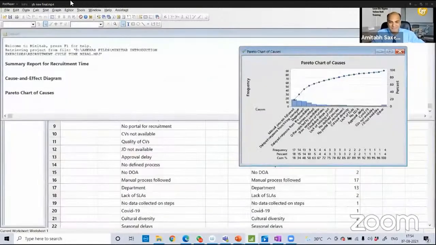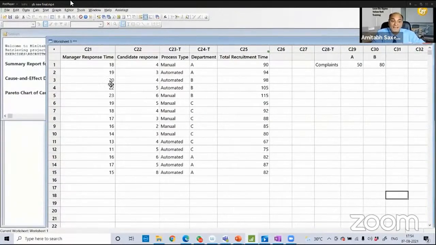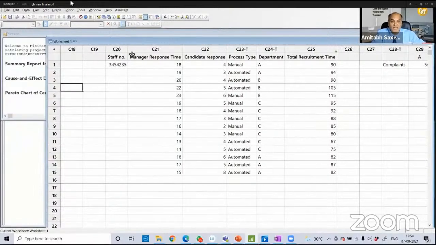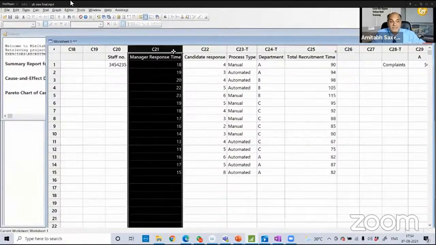Let me validate them. How will I validate? When I collect more data. Okay, I thought the hiring manager is not responding. So I collected that the manager response time was 18 days. Candidate response time is 4 days. Process type followed was manual. Department was A. The recruitment time was 90. I collected 15 such samples. And I start investigating. Why? This is my Y. Total recruitment time is Y, the output. Is it impacted by the X factor, like manager's response time?